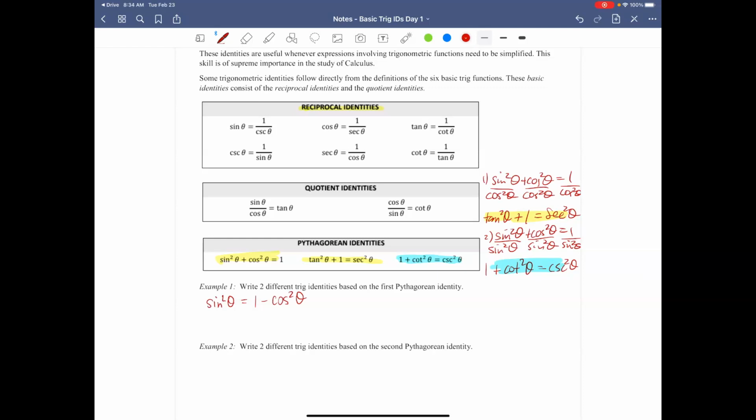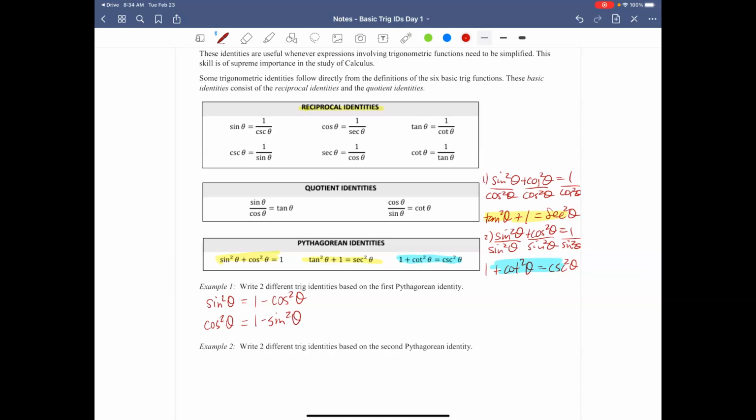The other thing that we like to do is we like to isolate cosine squared of theta, and if we do that, that means that we need to subtract over the sine squared of theta. And so when we move that sine squared over to the other side, that's going to give us 1 minus the sine squared of theta.